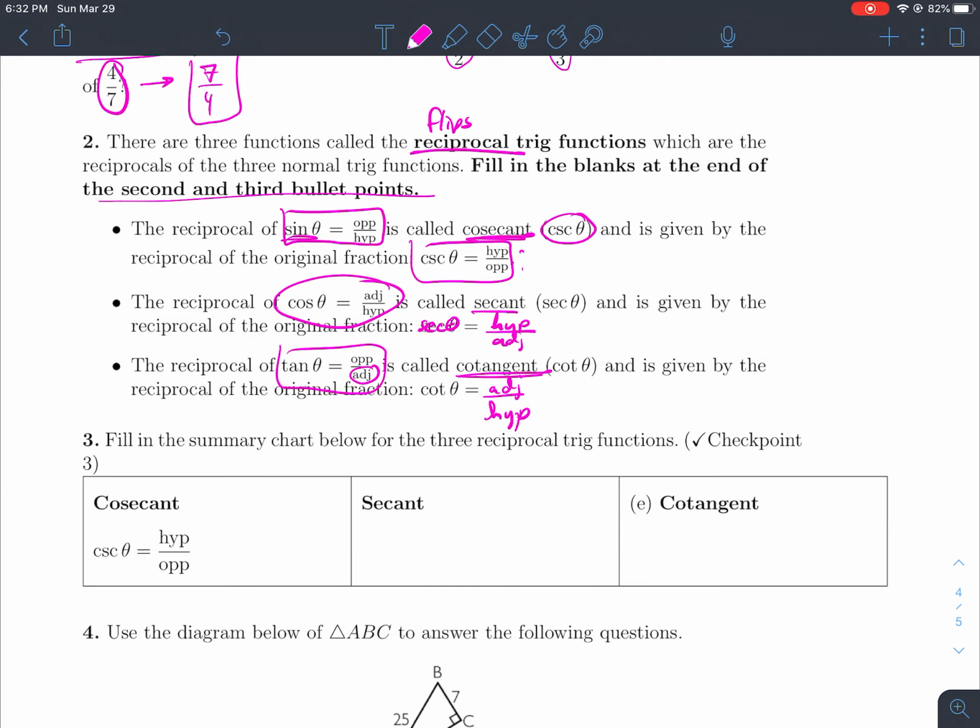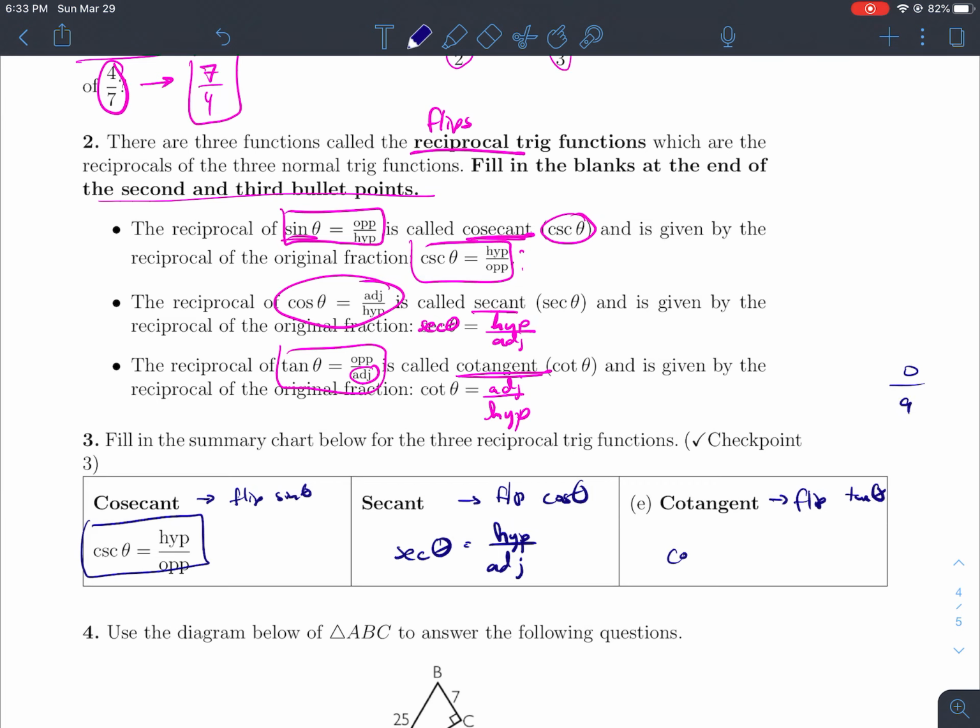Now all of this is kind of bunched together and hard to read, so let's isolate some key facts. Cosecant theta is the flip of sine of theta. Secant theta is the flip of cosine theta, so secant theta is hypotenuse, flipped over adjacent. And then cotangent is the flip of tangent theta. Tangent theta is usually opposite over adjacent, so we flip it and get cotangent of theta is adjacent divided by opposite.